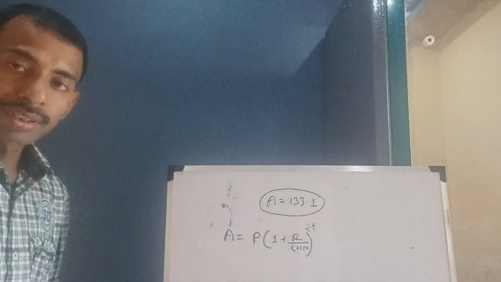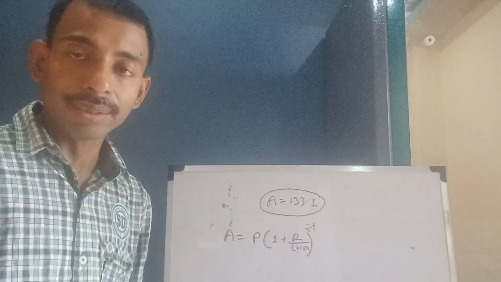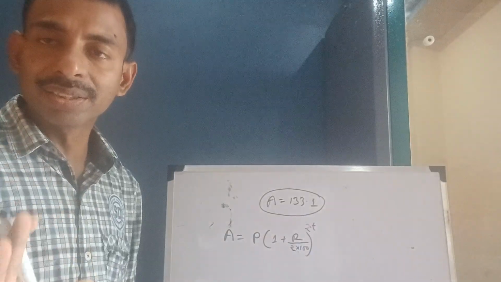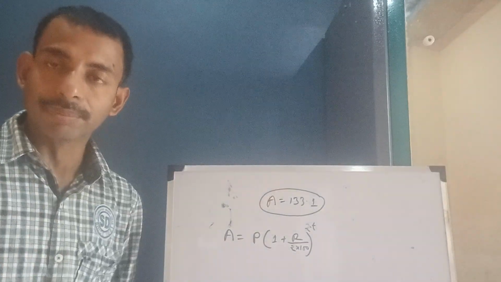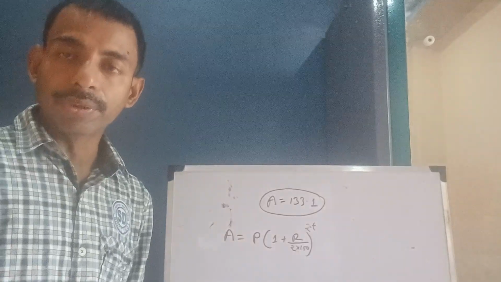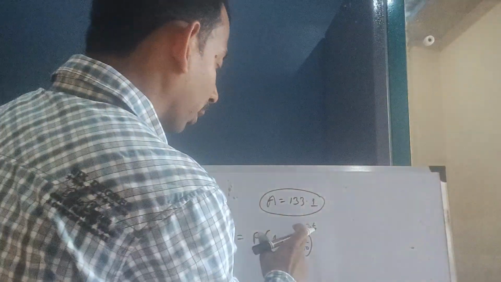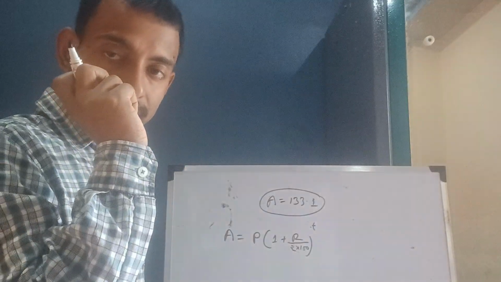If it is mentioned compounded quarterly, a quarter means 3 months. How many quarters in a year? That is 4 quarters. So if it is mentioned the amount is compounded quarterly, then n equals 4, because a year has 4 quarters. So 4 into t, and here 4 into 100.